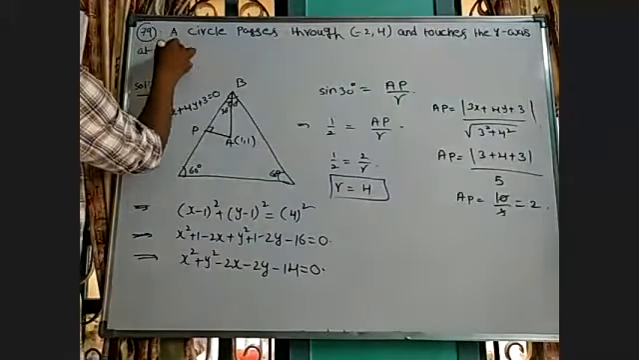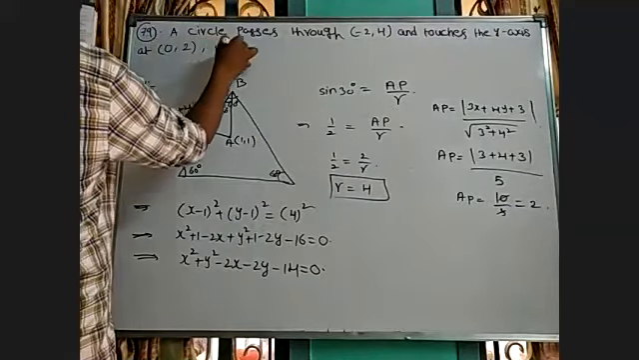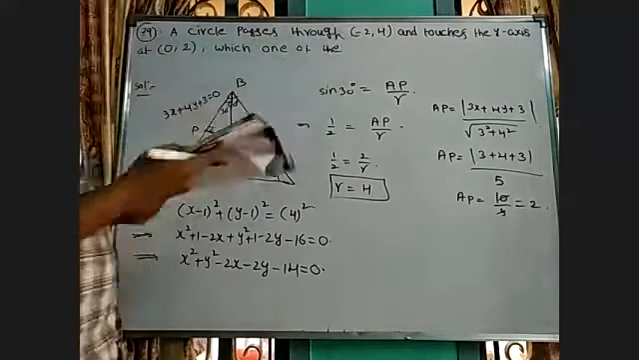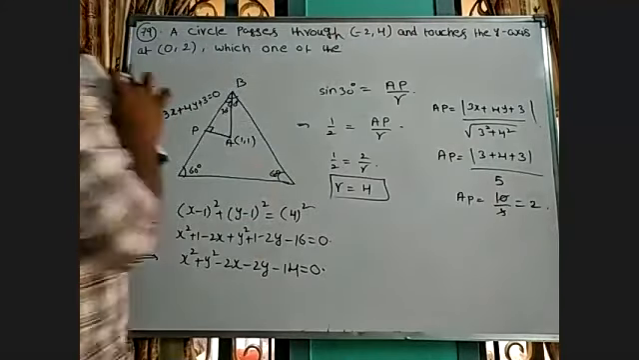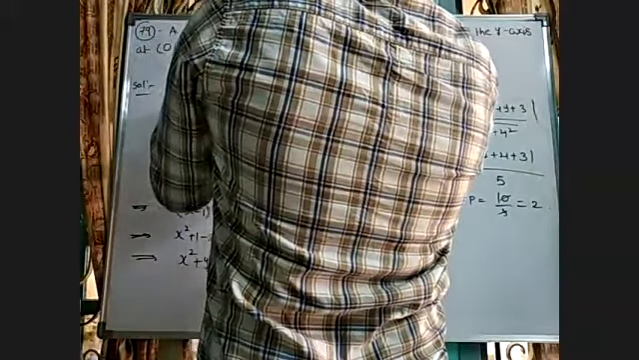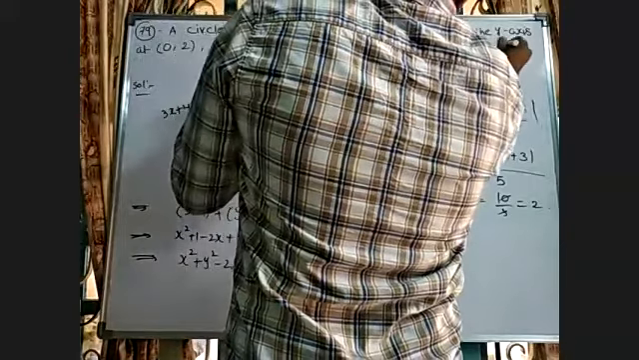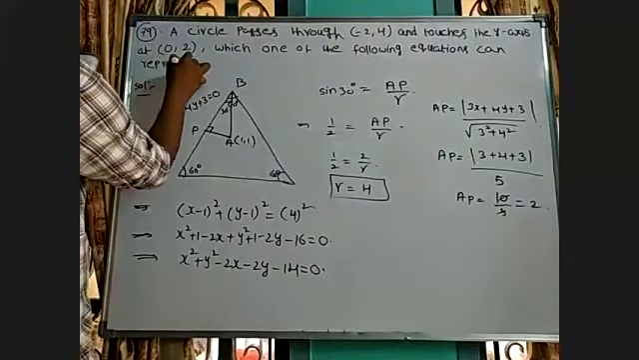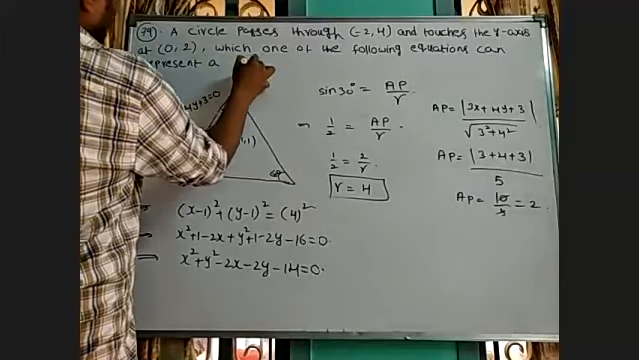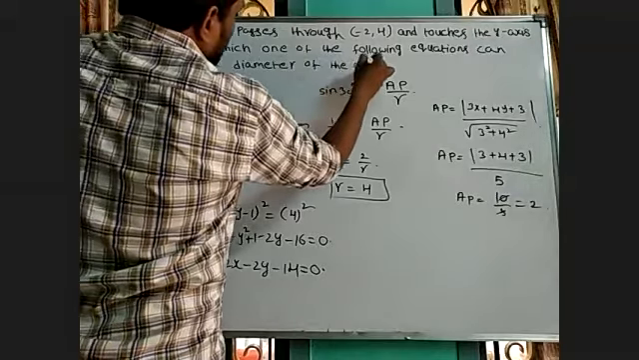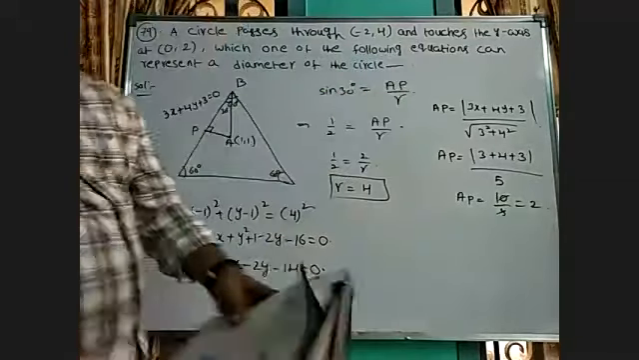At (0, 2). Which one of the following equations can represent a diameter of the circle?